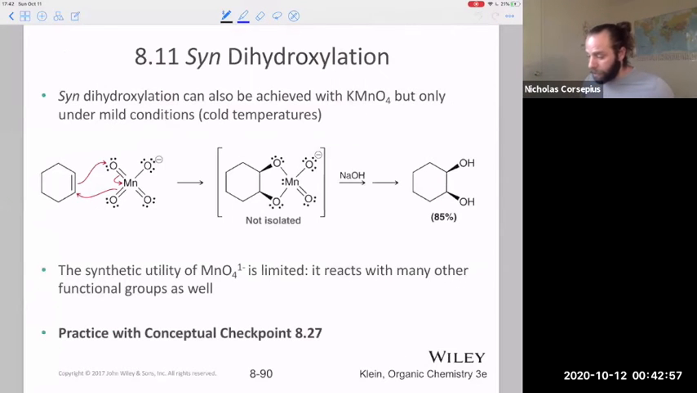Another compound that is used for this is manganese oxide, MnO4, which plays a similar role to osmium oxide, except instead of following it up with a sulfurous acid, you go with a base to cleave off that intermediate. But the product is the same. You still have that syn diol that's formed.